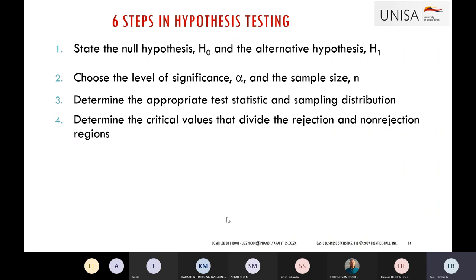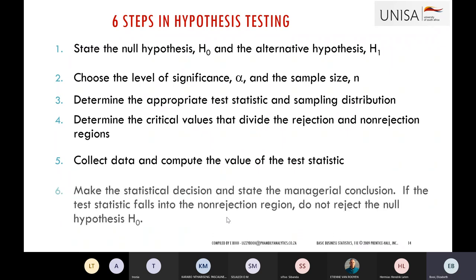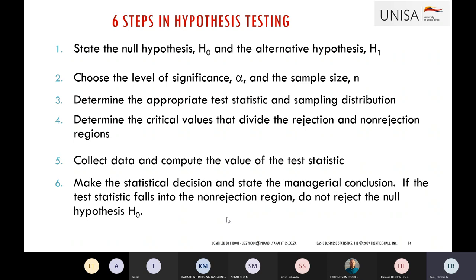Depending on your null hypothesis and the sign in your alternative hypothesis, if it's a two-tailed test, we're going to divide alpha by two and find the Z value using Z alpha divided by two. If it's a one-tailed test, we're just going to use Z alpha to find the region of rejection. And then we calculate the test statistic, make a decision, and then write a conclusion.